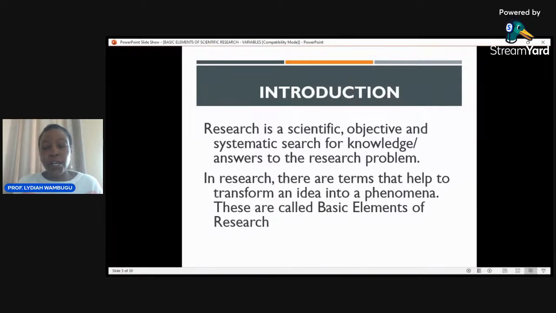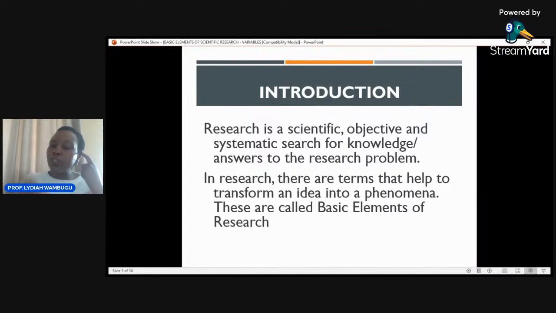Last week, we defined what is research. And now we are saying that the terms that help to transform a research idea into a phenomenon. Remember, we said a phenomenon is an object of investigation. A phenomenon is an object of investigation.